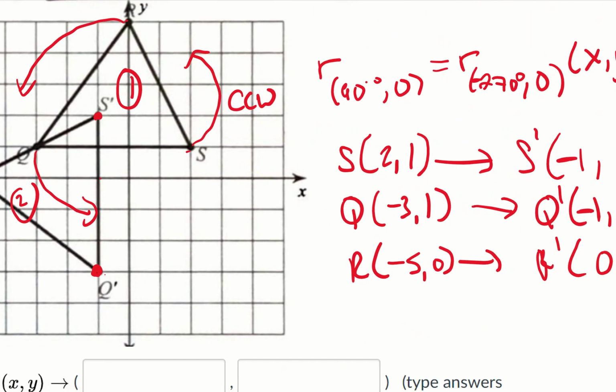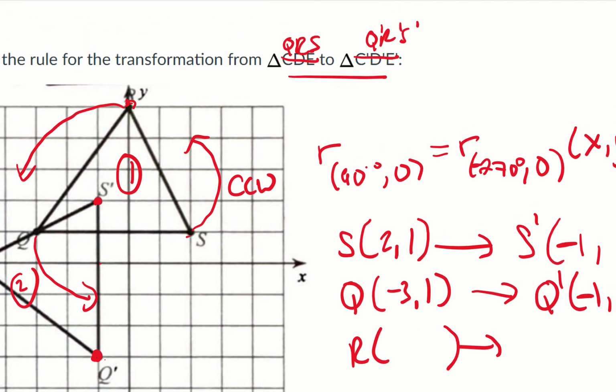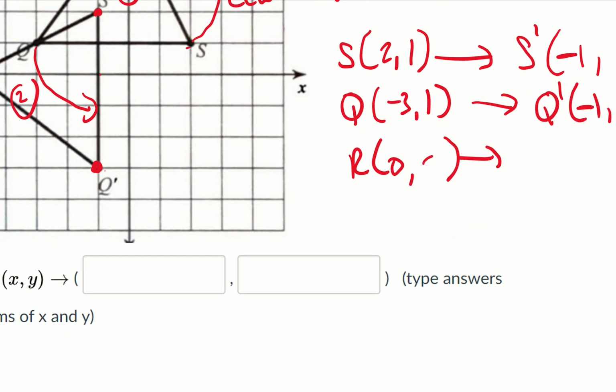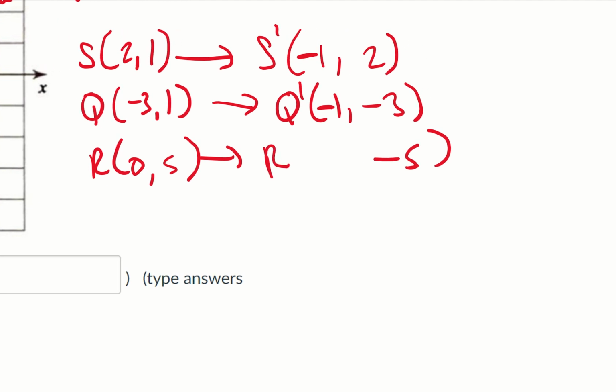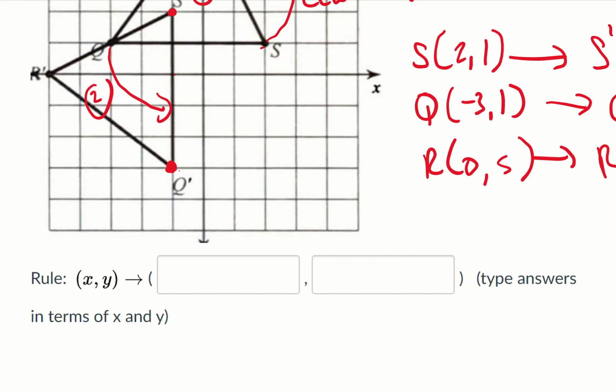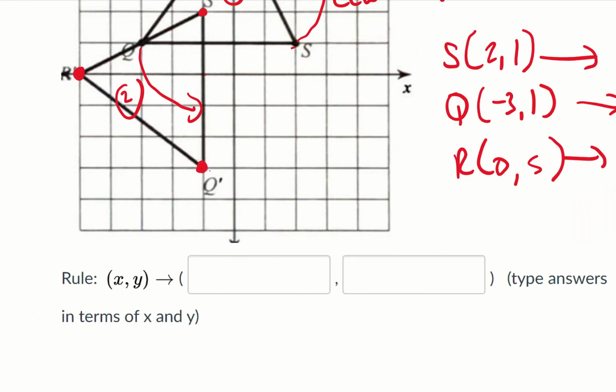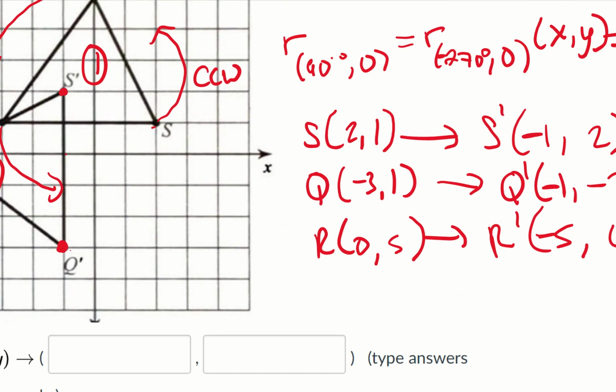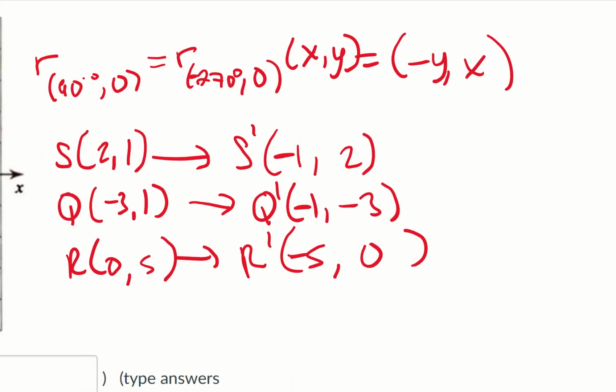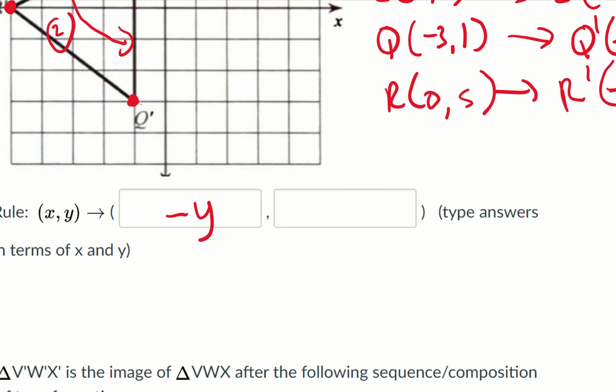I'm looking at the wrong one. So the R here is, look at the R in the image, not the pre-image. The R over here is 0, 5. Then I got to switch that, and then that'll be 5, 0, and then change the sign of the first number, so negative 5, 0, which lines up with this guy. All right, so this is definitely the transformation, and so we're going to say that the rule is negative yx.